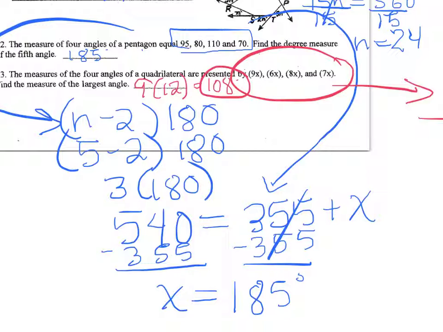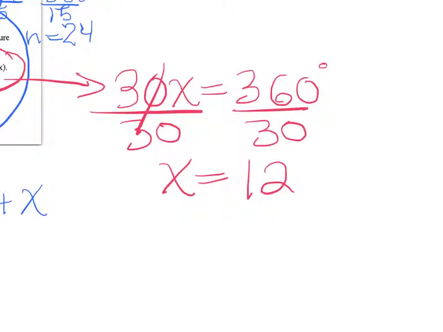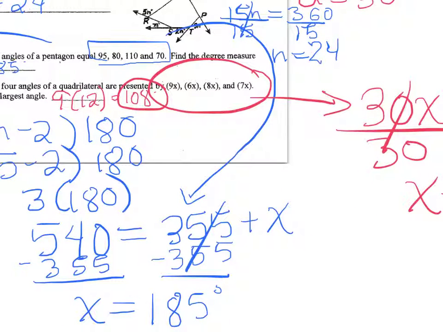Yes. Here, we got that x was 12, right? We look at the x's, and which has the biggest number? It could be 9x, 6x, 8, or 7. And the 9 is the one with the biggest. So instead of x, we put x is equal to 12, and that gives you the largest angle. Okay?